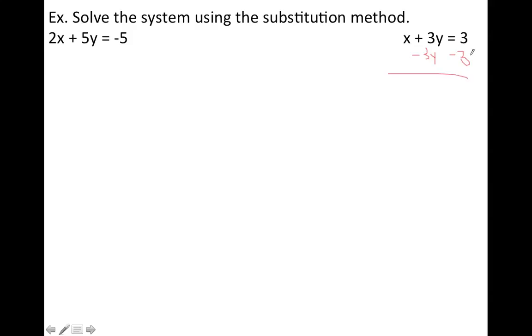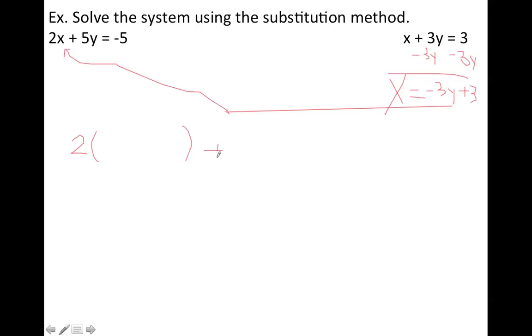And we get x equals, now we can't combine 3 and negative 3y to get nothing. 3 minus 3 is 0, because our 3 in the top equation does not have a y. So it will be x equals negative 3y plus 3. Then step 2, we substitute into our other equation. So since we solved for x, we're going to be substituting our expression for our variable x there. When we do this, I replace my variable with the parentheses, so I have 2, leave a parenthesis with some space in it to put in our expression, plus 5y equals negative 5.